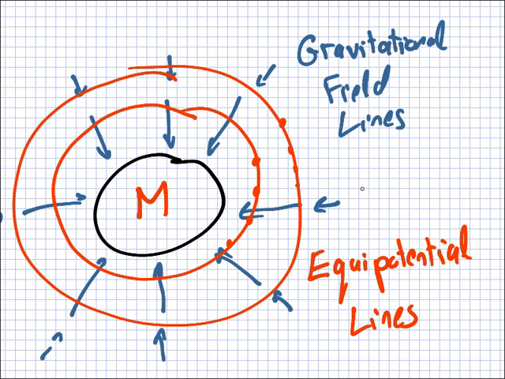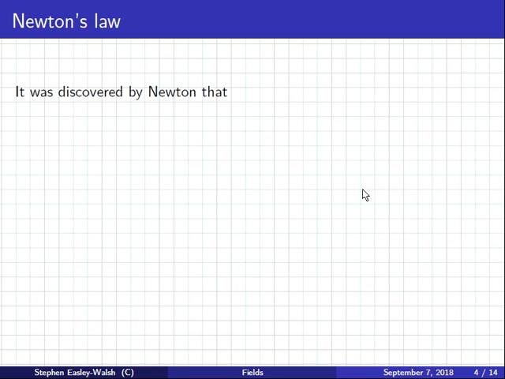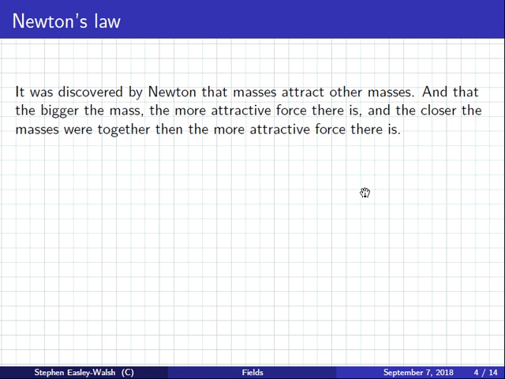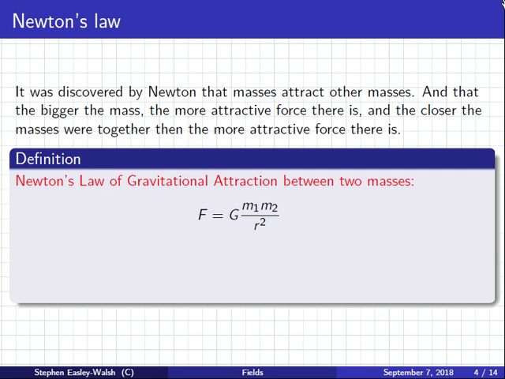Okay. So, it was discovered by Newton that masses attract other masses. The bigger the mass, the more force. The closer it is, the more force. So we were talking about this a little bit the last time. This is Newton's formula for the force between two masses.